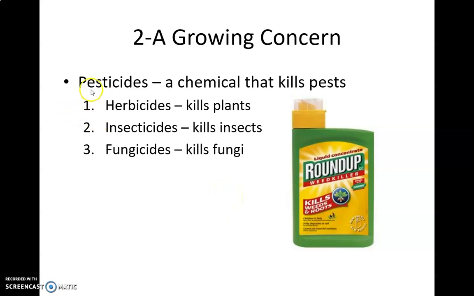So first of all, you need to understand this term pesticide, which is just a chemical that kills pests. And there's three types of pesticides that you can see listed here. So we've got herbicides, which is one. We have insecticides, which is two, and fungicides, which is the third one. Now, you can see what each one of these types of pesticides do.